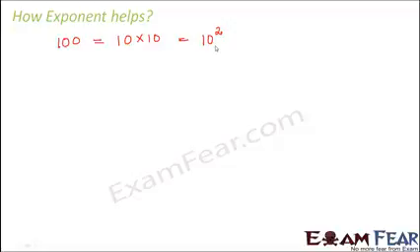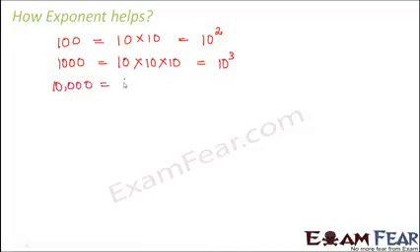Now you might say that okay, but writing 10 into 10 and 10 to the power 2 are both equally convenient. So why do we need the power? Well, in this case, it might sound like the concept of power didn't bring much difference. But as you move on to bigger numbers, for example, 1000, it becomes 10 into 10 into 10. So 1000 is 10 to the power 3. If you talk about 10,000, that becomes 10 into 10 into 10 into 10. That is 10 to the power 4.